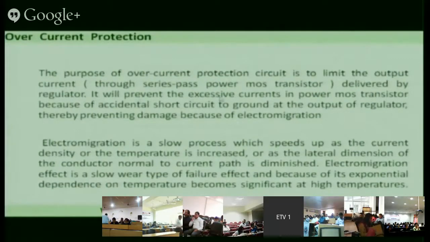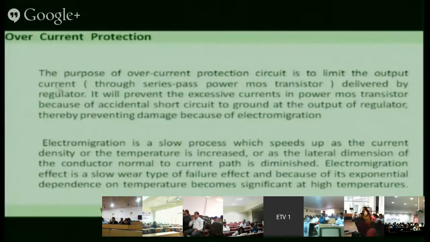So it will prevent excessive currents in the power MOS transistor, because if there is some problem, if some output is shorted by mistake, heavy current will flow. The chip should not burn. The chip should automatically be shut down. Now the question is, what happens if more current flows? There is a term known as electromigration.